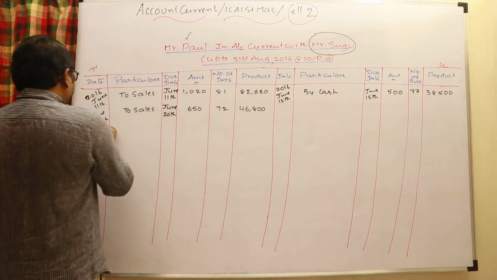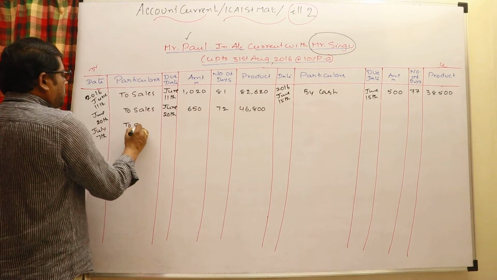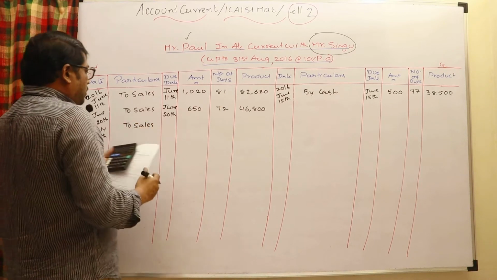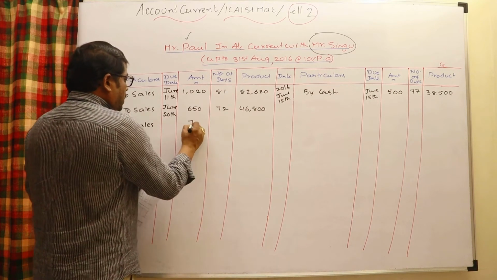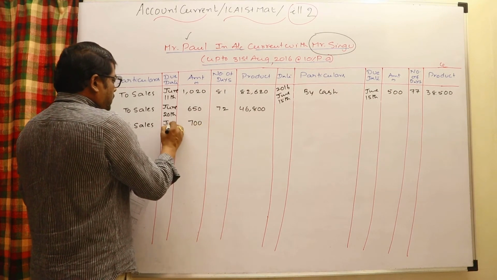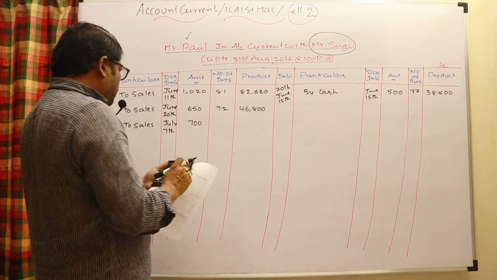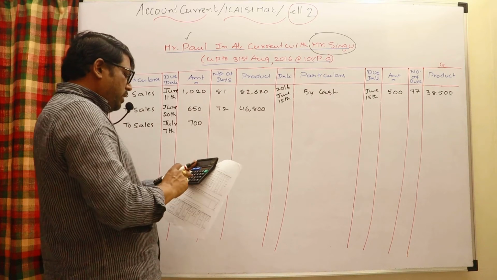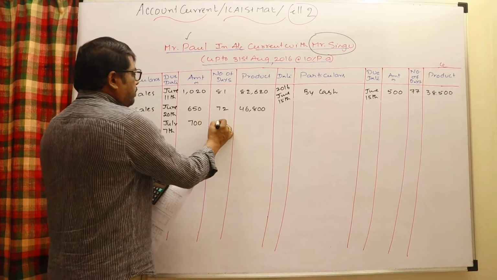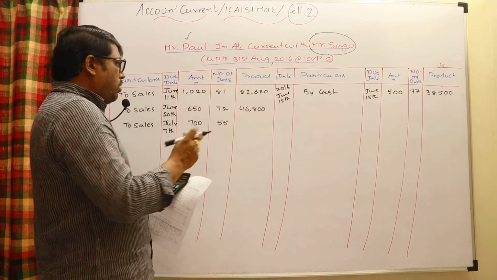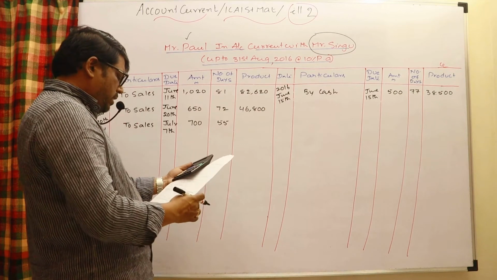July 7th, to sales. Here the amount involved is 700. No separate due date is given. Therefore, you can take July 7th itself. From July 7th, in the sense July 24 days and August 31 days, total number of days 55. To get a product, 55 into 700, the resulting amount is 38,500.